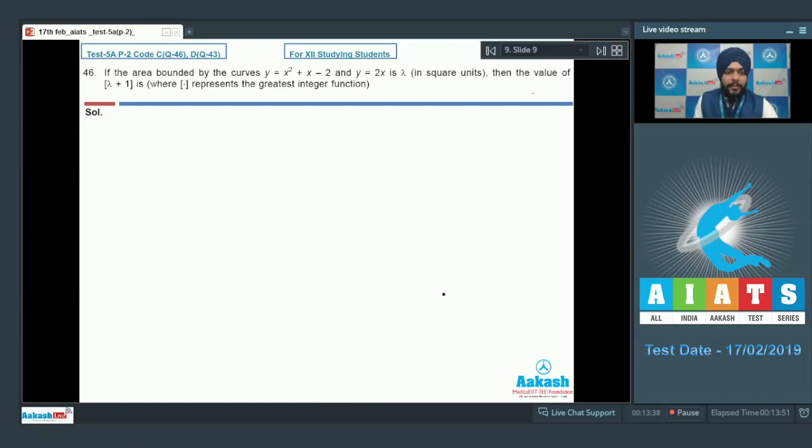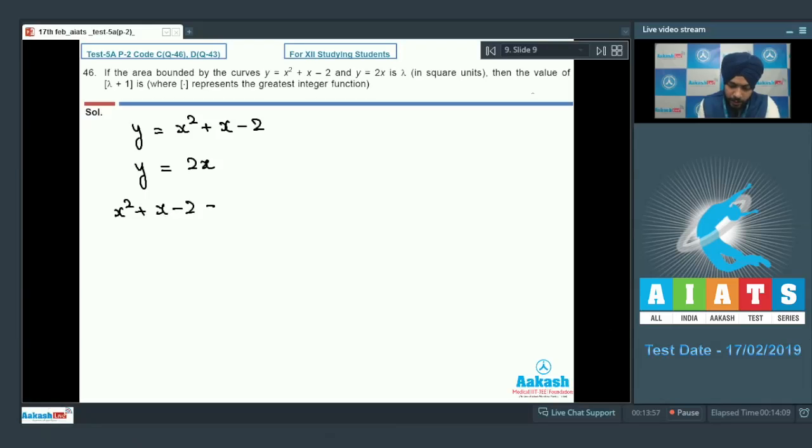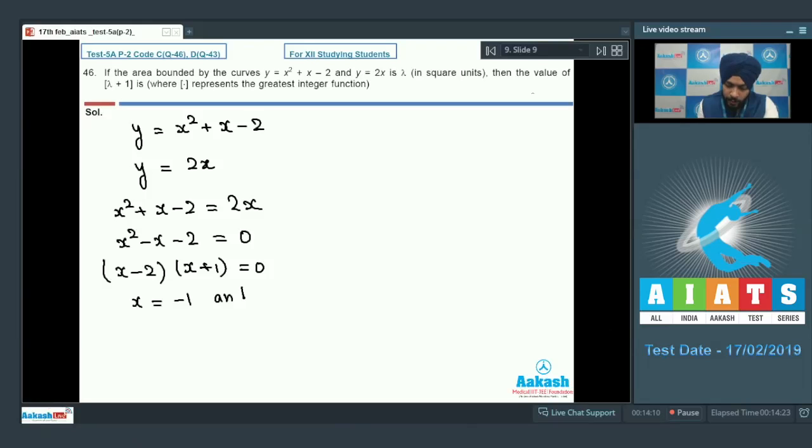Question number 46 says that if the area bounded by the curves y equal to x square plus x minus 2 and y equals to x is lambda in square units, then what is the value of lambda plus 1 greatest integer? So we have y equal to x square plus x minus 2 and y equals to x. Let us solve them simultaneously. X square plus x minus 2 equals x. So x square minus 2 equals 0. That is x minus 2 into x plus 1 equals 0. That is x equal to minus 1 and x equals 2.